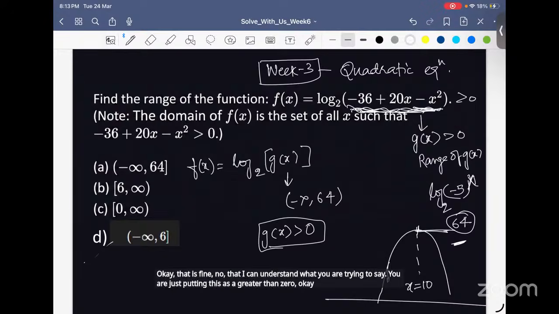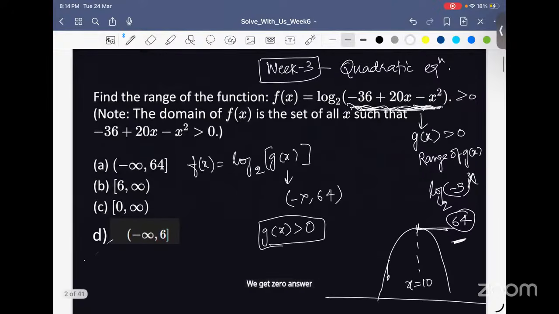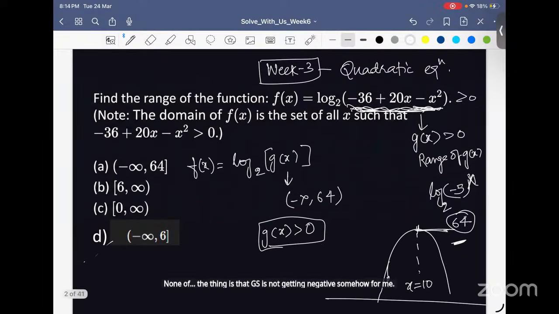Now what I am trying to say is, what are the values that you can get for gx? Gx can give you minus infinite to 64, right? Sir, how are we getting minus infinite? When we put 2 as a point, we get 0 answer for gx. You're saying gx is coming negative, so you're trying to make it positive. No, the thing is that gx is not getting negative for me. When I put 2, I'm getting answer 0.